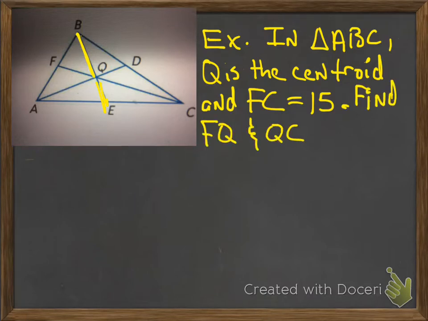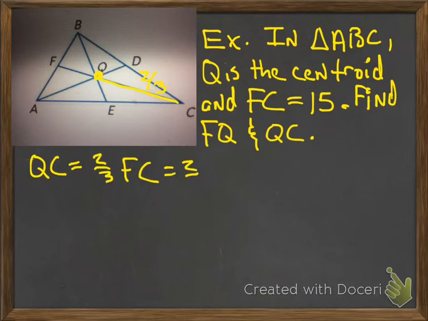Find FQ and QC. Now, I'll make note of this: in the book, they put that as find FQ first and then QC. Well, how would you do that? Let's look at this. Again, QC is 2/3 of FC, because remember, it's from the vertex to the centroid point. So it's 2/3 of 15. 2/3 of 15 is 10.